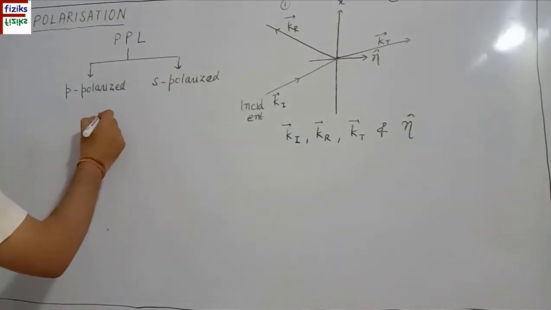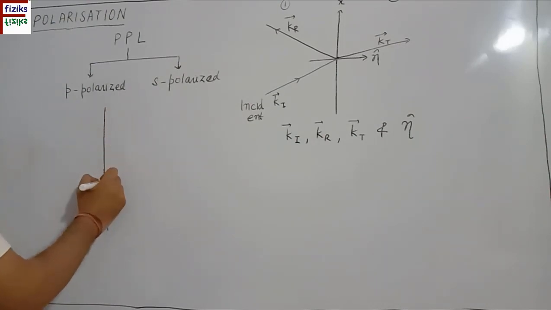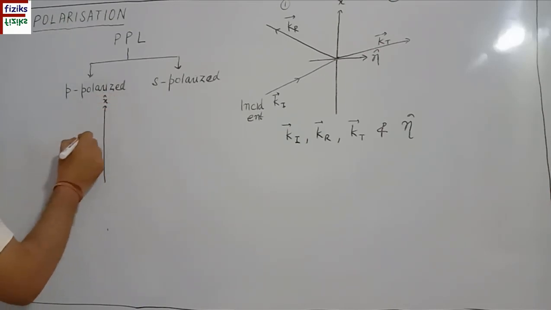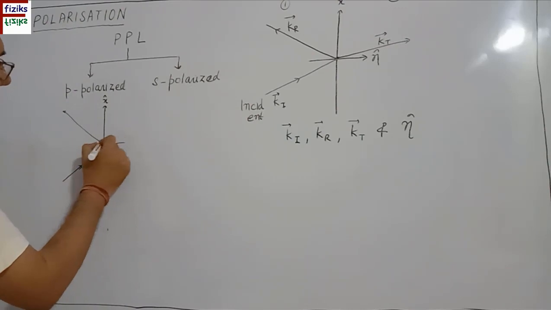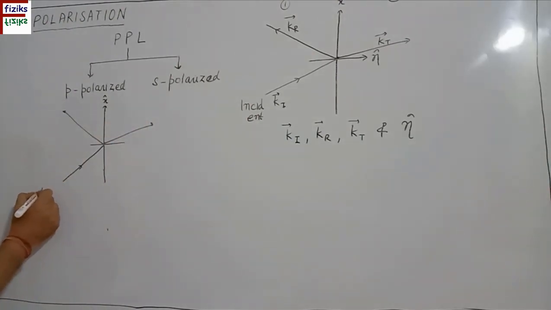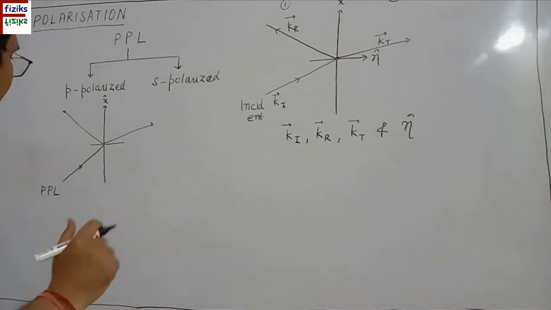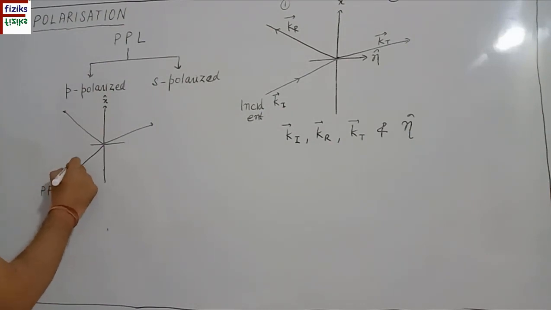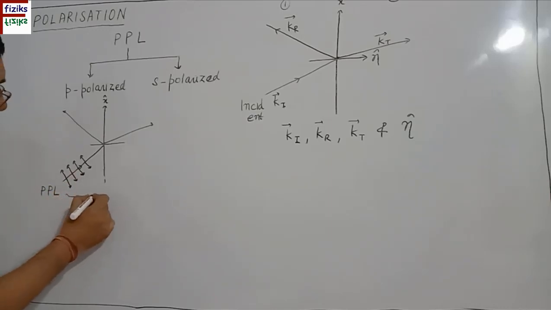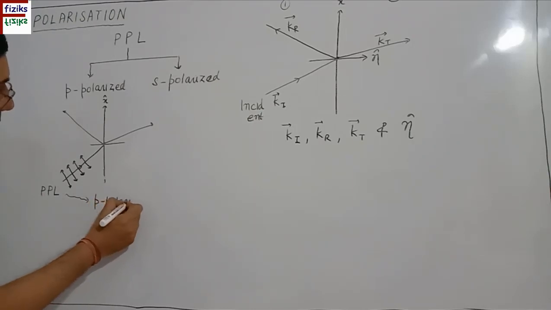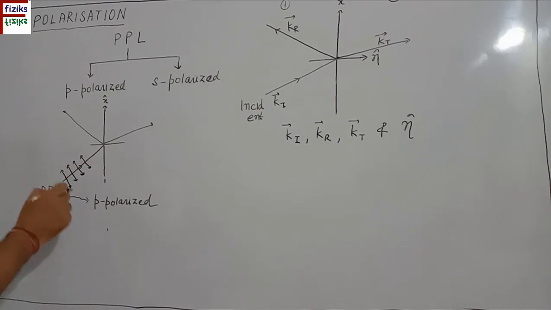To understand P-polarized light, we have an interface. Again, this interface is represented by XY, and a wave is incident from this side. A part of it is reflected back, a part of it is transmitted into the second medium. If this is plane polarized light, then its electric vector can have two orientations. One can be parallel to the plane of incidence. If the electric vector of this plane polarized light is parallel to the plane of incidence, then this plane polarized light is known as P-polarized light.